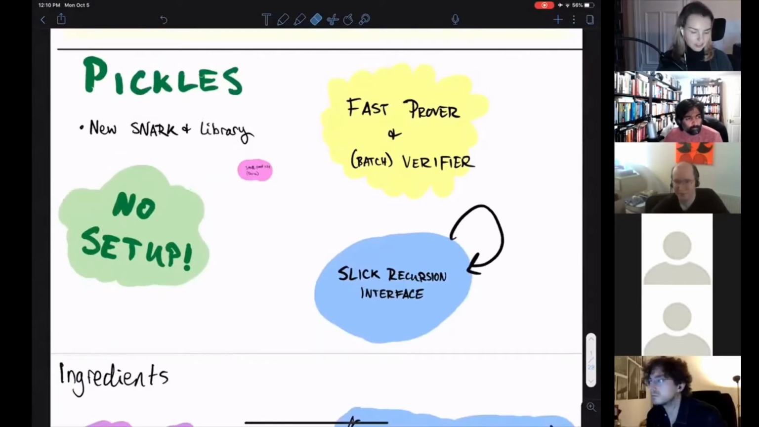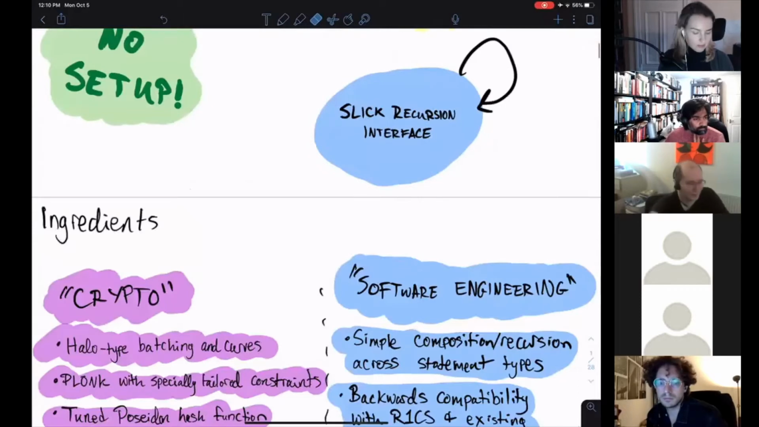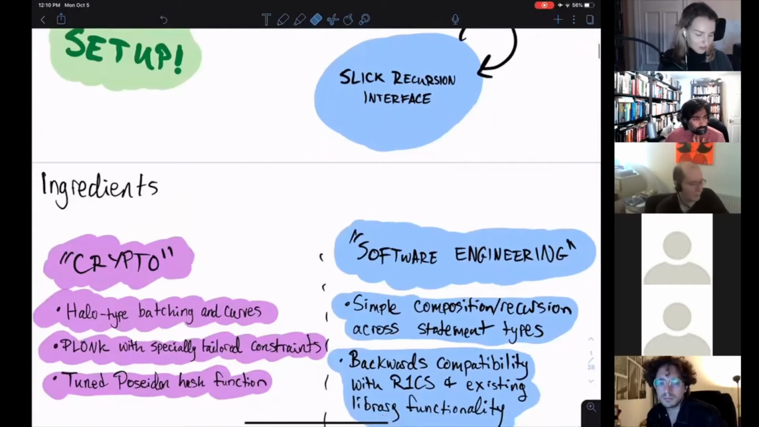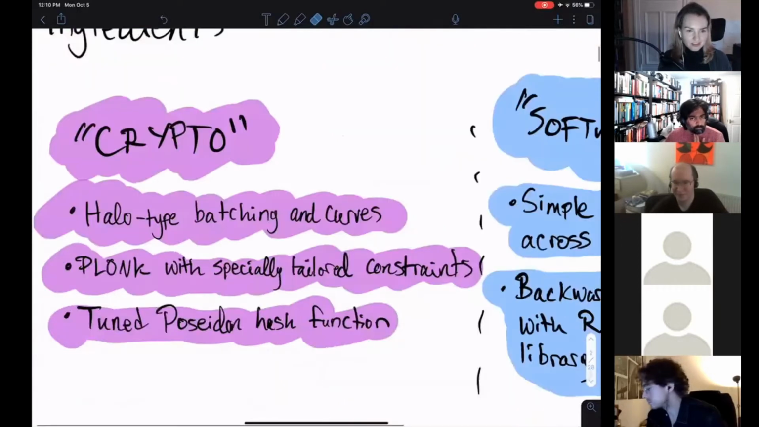So let's talk about the ingredients that go into this snark construction. There's two sides: the crypto side and the software engineering side. On the crypto side, there's the Halo type batching technique, or accumulator technique, and curves that Dara constructed, a PLONK system with specifically tailored custom constraints, and a very tuned Poseidon hash function.